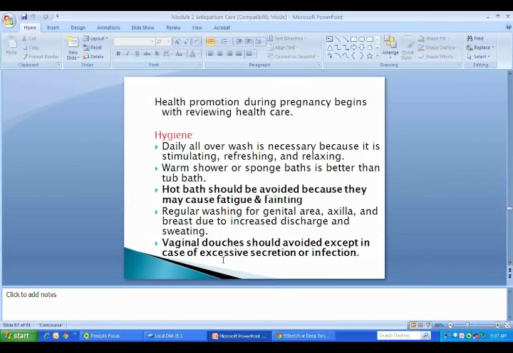We talk about hygiene. They should avoid any type of hot baths with vasodilation and the baby pressing on the vena cava. Remember, we went over supine hypotension. If we did not, or you did not get to that lecture yet, it's when the baby presses on the vena cava, the weight of the baby, then it slows down circulation to the lower extremities and bringing blood flow back.